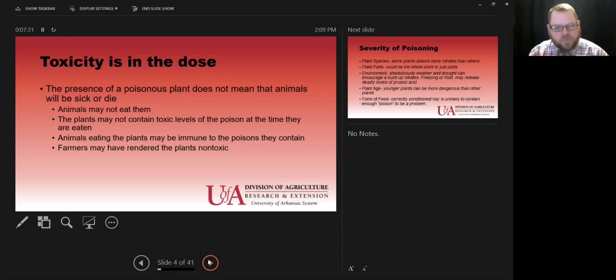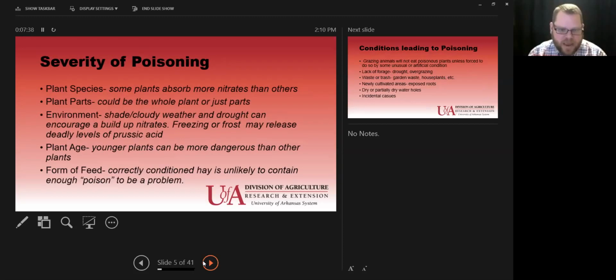So we may render the plant in such a way that it is not toxic anymore. When we talk about the severity of poisoning, we have to think about several different things. One is the plant species and how it absorbs nitrates or other poisons. Maybe the part: could it be just part of the plant that's poisonous, or is it the whole plant itself? Environment. I mentioned that freezing or frost may release deadly levels of prussic acid. So the environment has a lot to do with it. Drought could be a part of that factor.